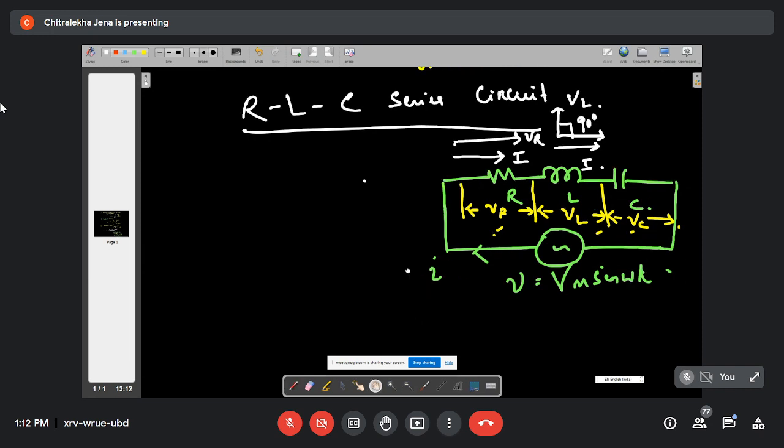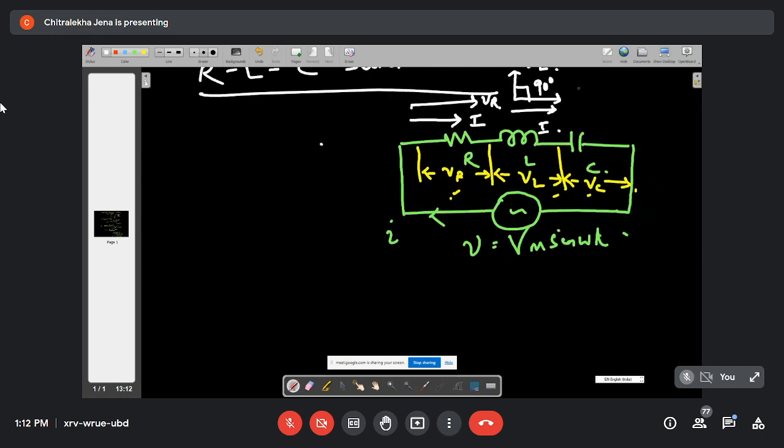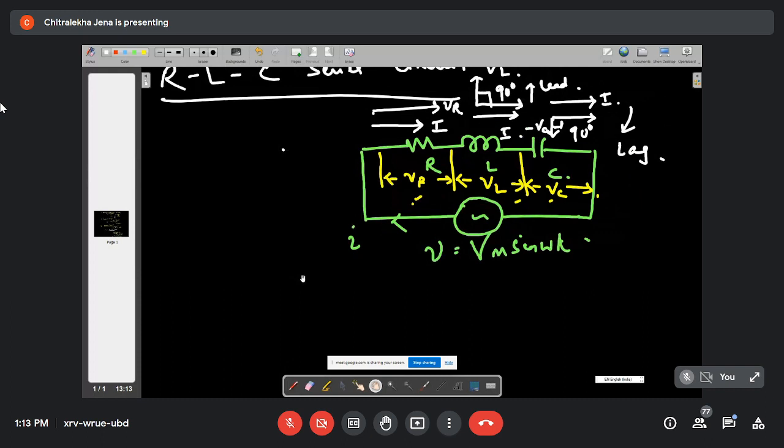Due to the presence of the capacitor, what will be the phase angle between the voltage across the capacitor and the current? It is lagging the current by an angle of 90 degrees. So this is your lagging and this one is your leading. Voltage is leading the current here and voltage is lagging the current here. Am I clear, each one of you? Yes, ma'am. Because this is lagging, we are writing it as minus of VC.